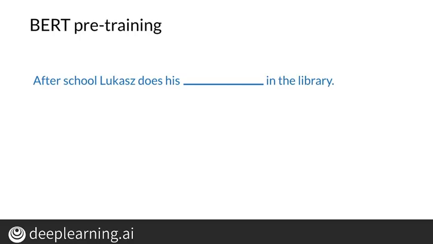So in this case, Ti, what you've seen in the previous slide, will be used to predict the original token with cross entropy loss. This is known as the masked language model. Over here we have "after school, Lucas does his blank in the library." So maybe work, maybe homework, one of these words that your BERT model is going to try to predict.